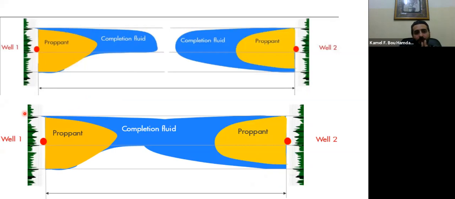Okay, if we look here, we have an image of 2 wells, and we are doing hydraulic fracturing. So we have already placed our proppants, and we have the completion fluids over here, and this is the second case. Now, if you look at these 2 images, which one do you think is better for it to occur? Is it the first one or is it the second one? Which one is more preferable to happen? Which one do you think?